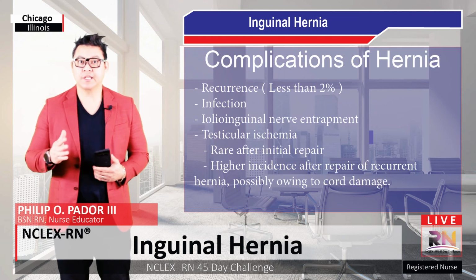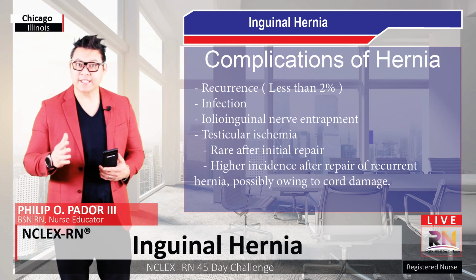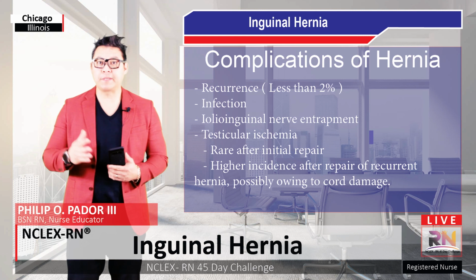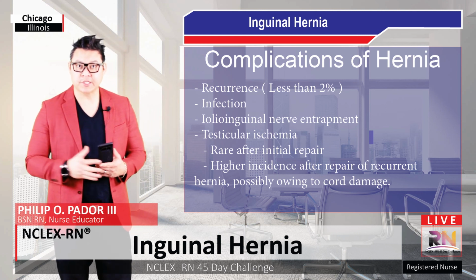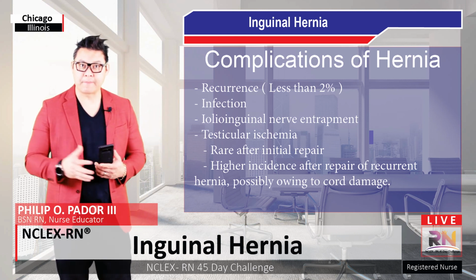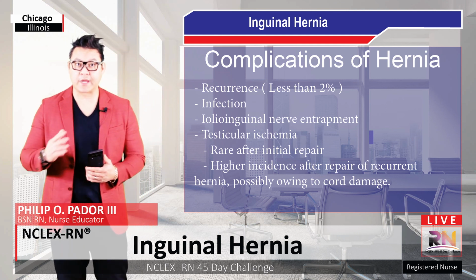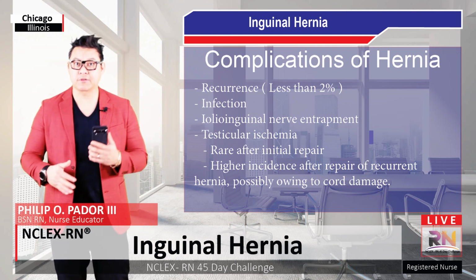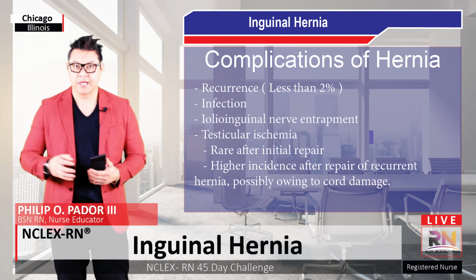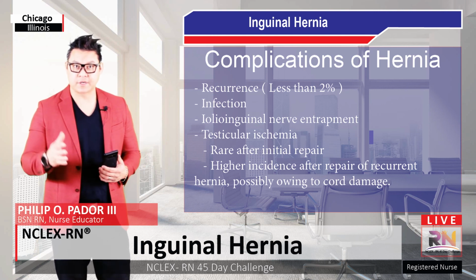Complications. Recurrence may occur but should be less than 2%. Other complications include infection, ilioinguinal nerve entrapment, and testicular ischemia. Testicular ischemia is rare after initial repair but occurs with a higher incidence after a repair of recurrent hernia.